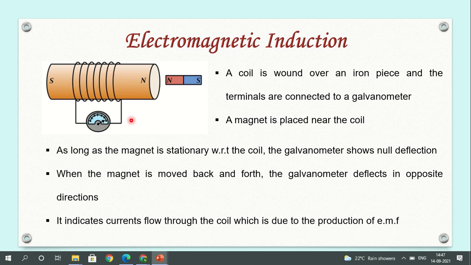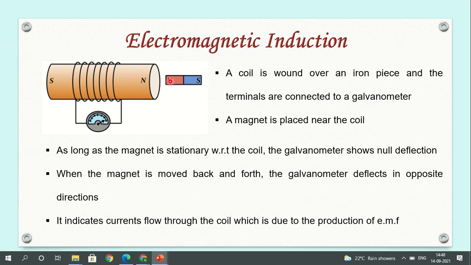So in order for a current to flow through this coil, there should be an EMF in the coil. So that means when we move this magnet, an EMF is induced in this coil, and this EMF forces current through the coil. That is why the galvanometer is showing some deflection.